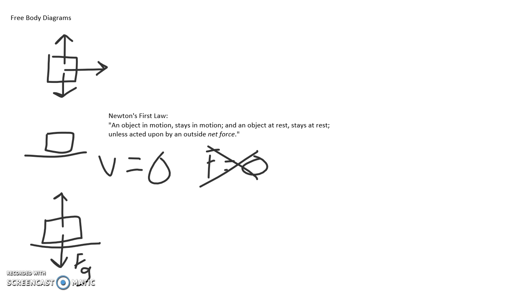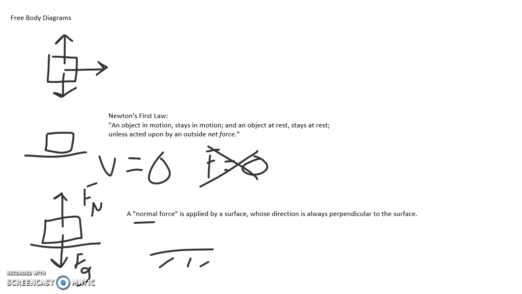Now this force is called the normal force, Fn. A normal force is applied by a surface, whose direction is always perpendicular to the surface. In math and physics, normal means perpendicular, so a horizontal surface will always apply a vertical normal force, and a vertical surface will always apply a horizontal normal force. The normal force is always perpendicular to the surface.